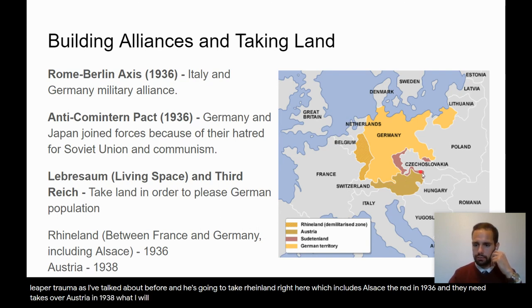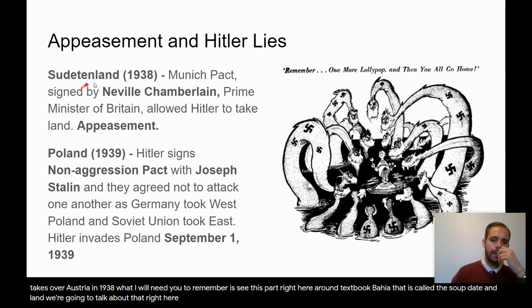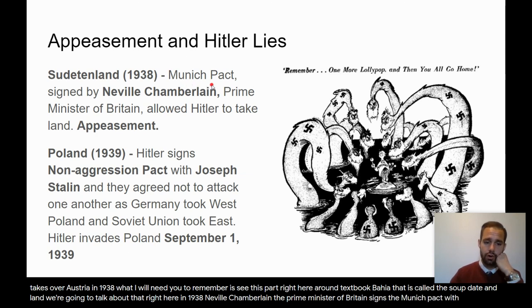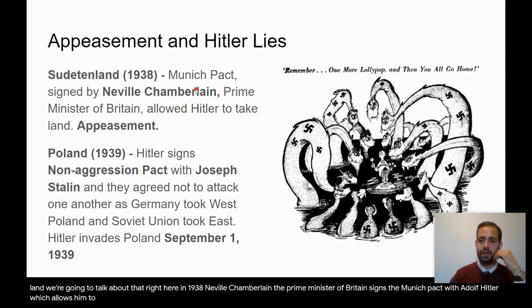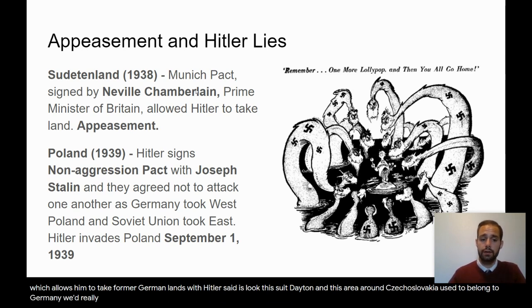What I will need you to remember is see this part right here around Czechoslovakia? That is called the Sudetenland, and we're going to talk about that right here. In 1938, Neville Chamberlain, the Prime Minister of Britain, signs the Munich Pact with Adolf Hitler, which allows him to take former German lands. Hitler said, look, this Sudetenland, this area around Czechoslovakia, used to belong to Germany. We'd really like it back. And Neville Chamberlain does not want to engage with Adolf Hitler.